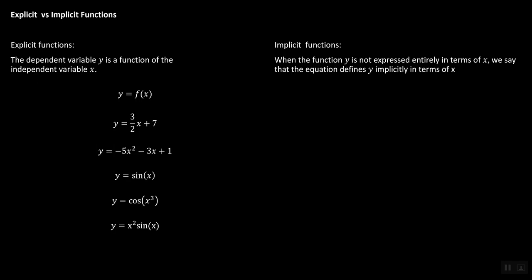Implicit functions don't follow these same rules. With an implicit function, x and y can be on both sides of the equal sign, and they can also show up in the same term. With these types of equations, we can find a function of x that defines y, and we call that implicitly defined. So y is implicitly defined as a function of x.